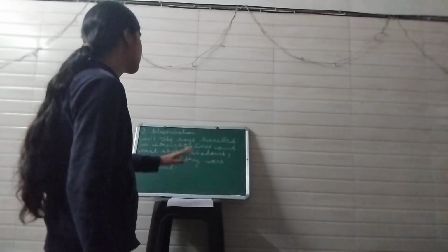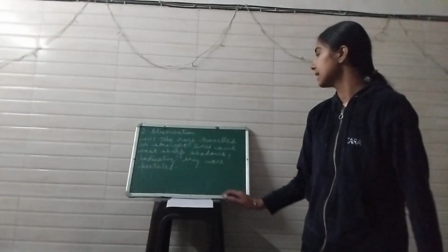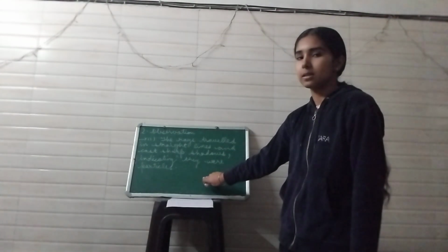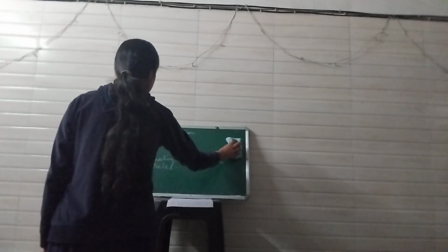First observation: the rays traveled in a straight line. The rays travel in straight lines and cast sharp shadows, indicating they were particles. So this is the first observation in the discovery of electrons experiment by J.J. Thomson, which is the cathode ray tube experiment. Now we will do the second point under observation.